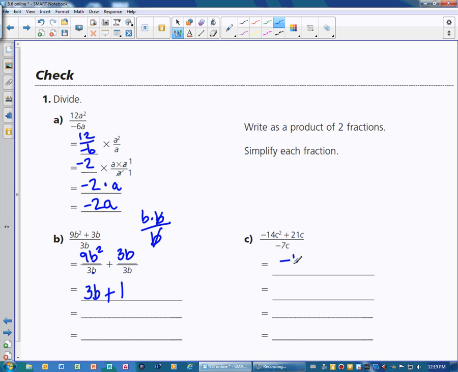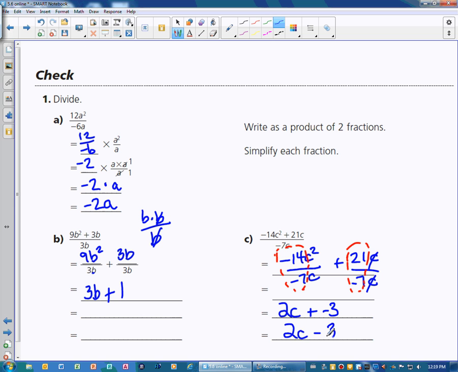Last one, negative 14c squared over negative 7c plus 21c over negative 7c. Do the numbers. Okay, so think of it as the numbers and then the letters. So I have negative 14 divided by negative 7 is 2. 2 c's on the top, only 1 on the bottom, canceling, leaving 1 on the top, plus 21 divided by negative 7, negative 3. C's completely cancel, so I would write 2c minus 3.